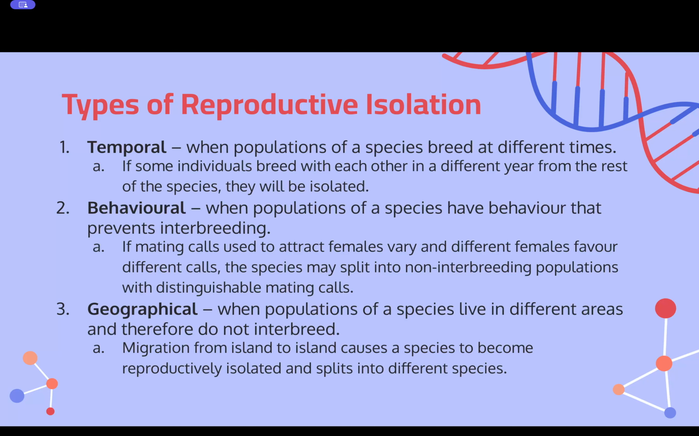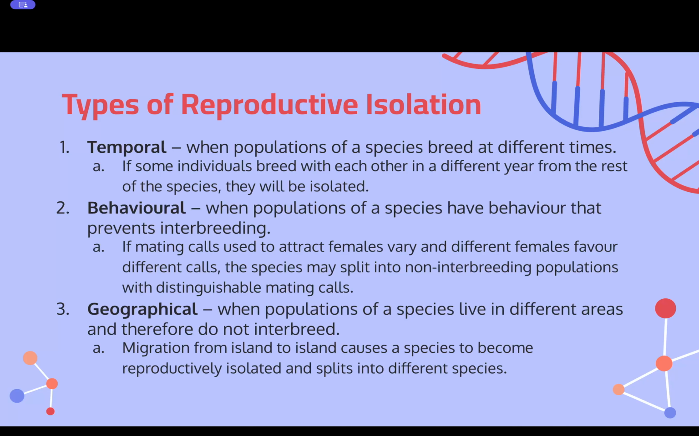Behavioral can be when populations of a species have behavior that prevents interbreeding. So this is specifically for birds. If mating calls that are used to attract females are different, just within a species, they can be different in different populations, and different females will favor different calls. The species will split eventually, since one population of females will prefer one type of mating call and the other will prefer the other type. They will split into 2 different reproductively isolated populations with distinguishable mating calls, since one will only be attracted to one.